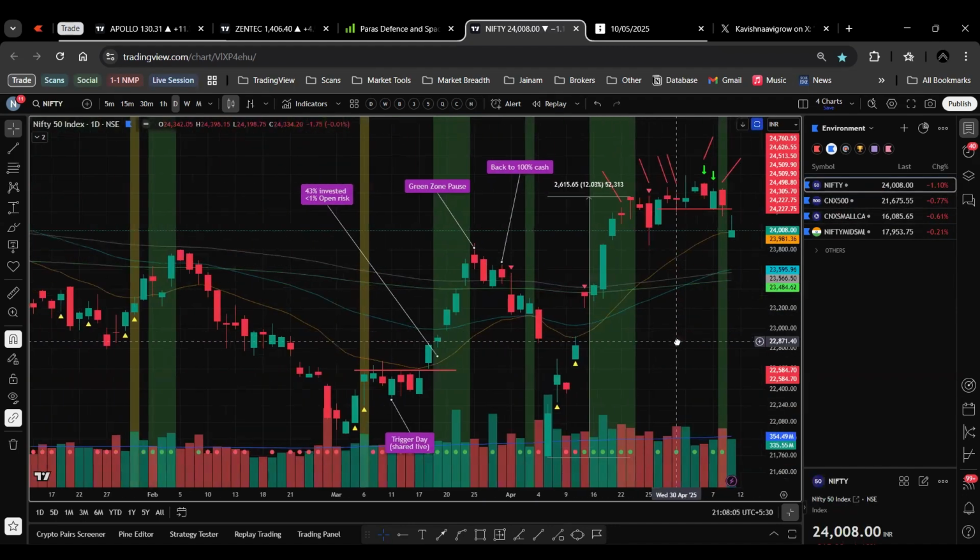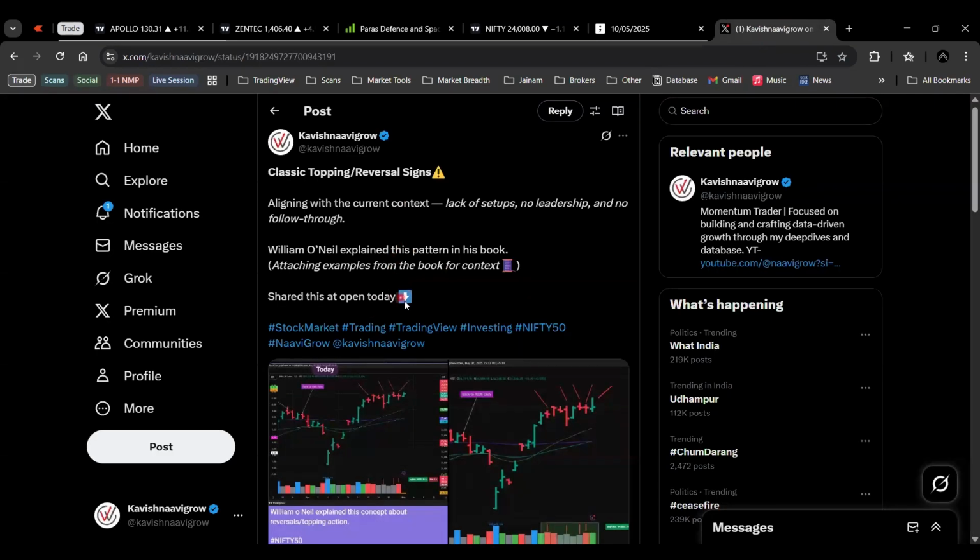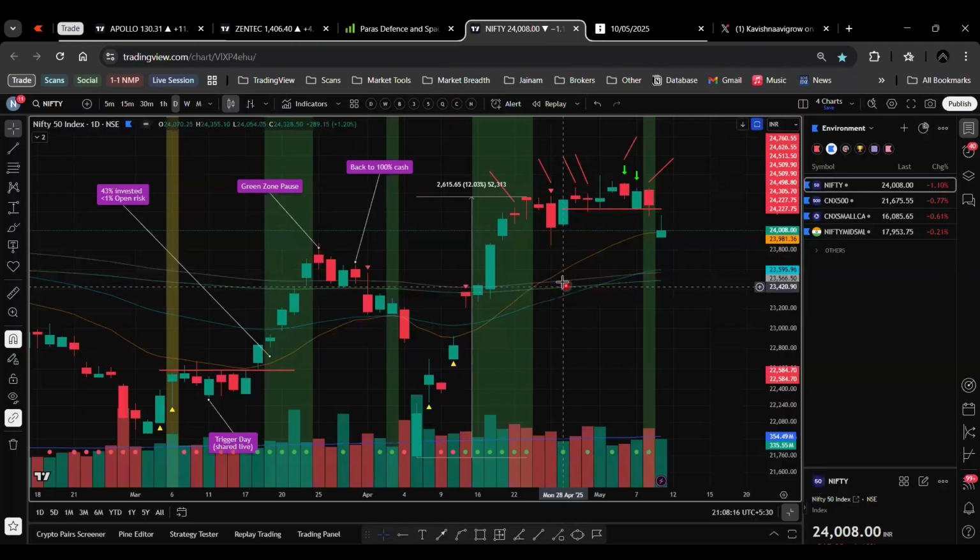So there's this concept by William O'Neill. I've shared this on Twitter as well, that is a classic topping and reversal sign. So this is what we observed in Nifty. The volume was rising whenever the index fell, and this negative trigger it. This just added to our conviction.